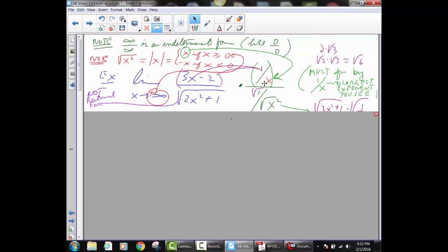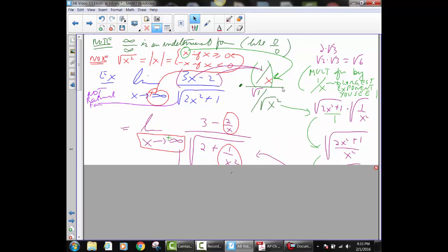Now on the top, I am going to multiply it by 1 over x. On the bottom, I can't multiply a radical with a non-radical, so I'll multiply it by the square root of 1 over x squared. This x right here, the only reason that is x is because this is x approaches positive infinity. And the square root of x squared, which is what I'm putting up here, is equal to the absolute value of x, which is x if x is positive and infinity is positive.